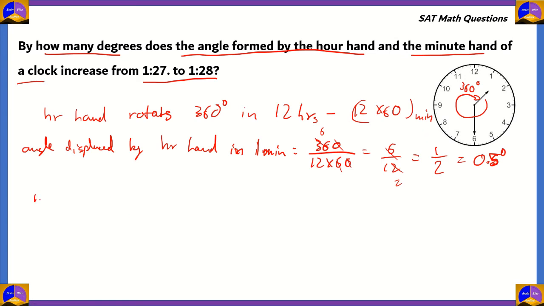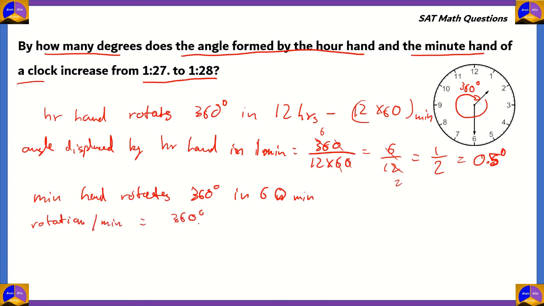Now, the minute hand also rotates 360 degrees, but it does so in 60 minutes. So the rotation of the minute hand per minute will be equal to 360 degrees divided by 60 minutes, so that will be equal to 6 degrees per minute. And here it's 0.5 degrees per minute.